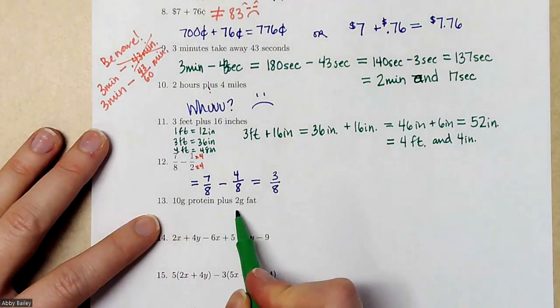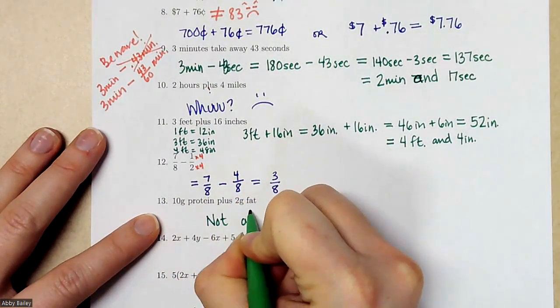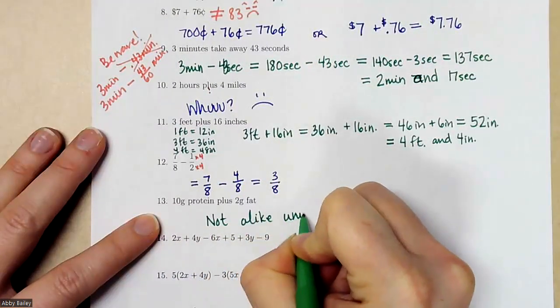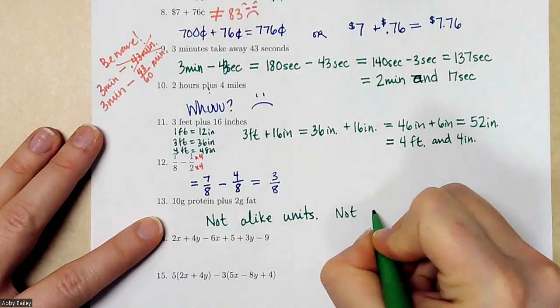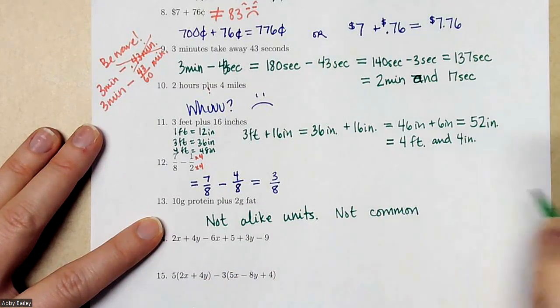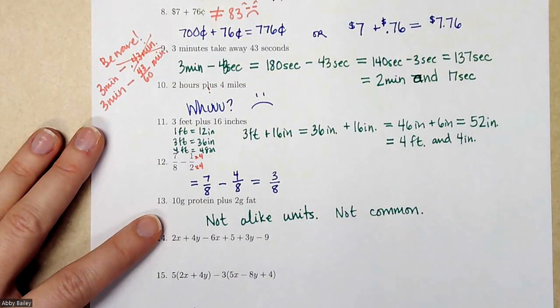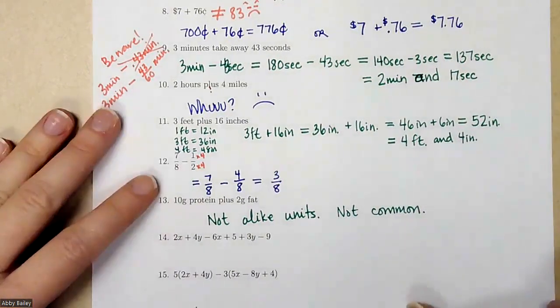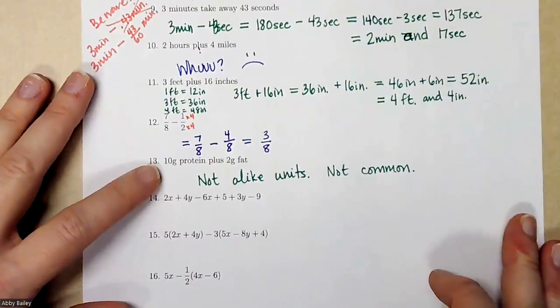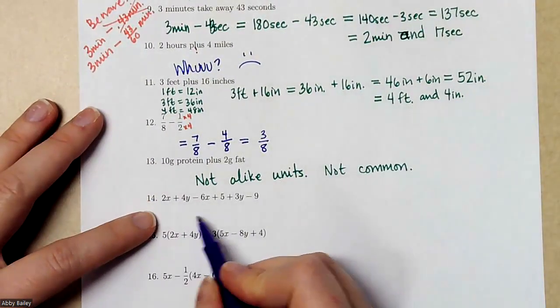18 grams of protein plus 2 grams of fat. Not alike units. Not common. They do not have their basic characteristics in common. I mean, nutrients maybe. But protein, fat, nope. Got it.